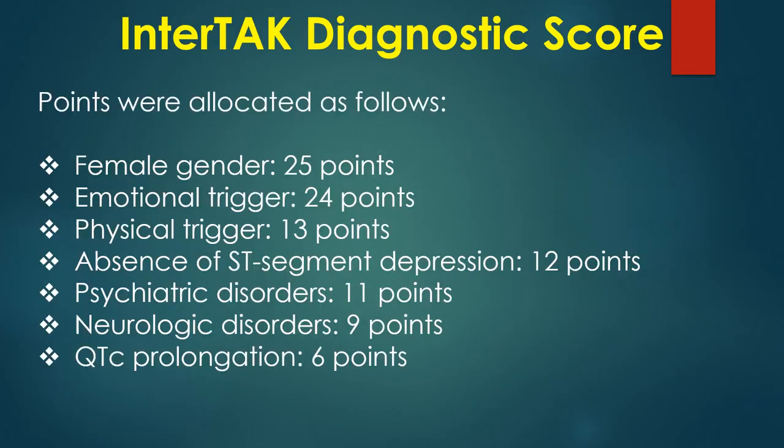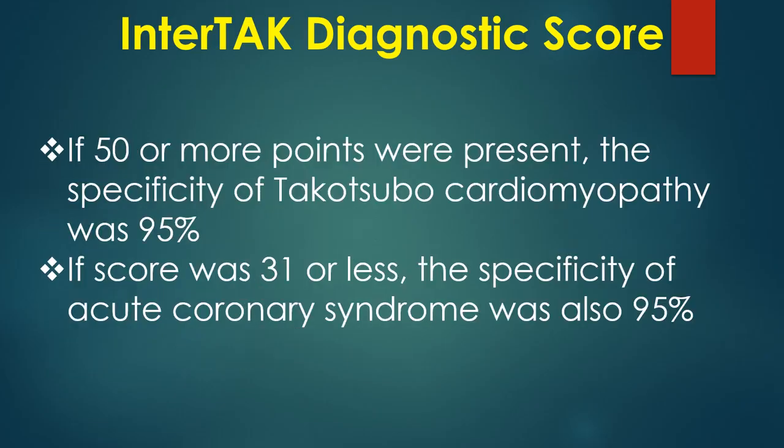Points allocated are as follows. Female gender 25 points, emotional trigger 24 points, physical trigger 13 points, absence of ST segment depression 12 points, psychiatric disorders 11 points, neurologic disorders 9 points, QTc prolongation 6 points. If 50 or more points were present, the specificity of Takotsubo cardiomyopathy was 95%. If the score was 31 or less, the specificity of acute coronary syndrome was also 95%.